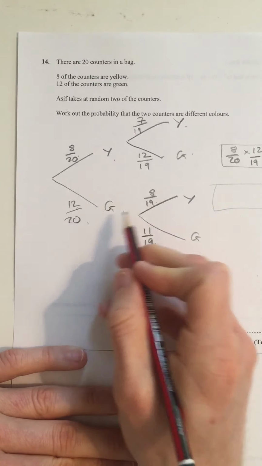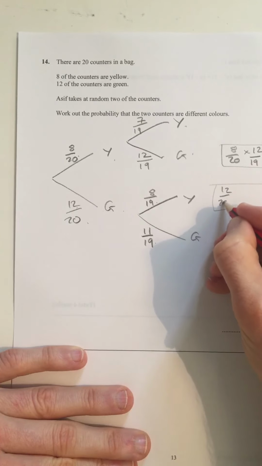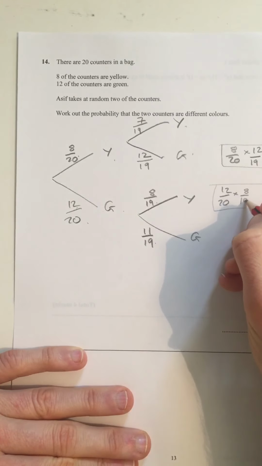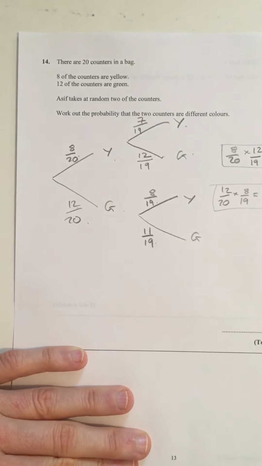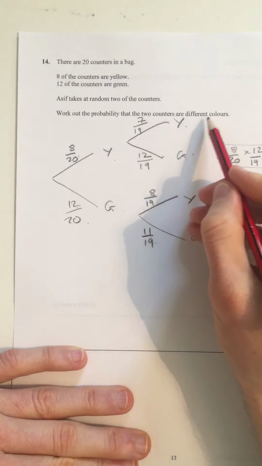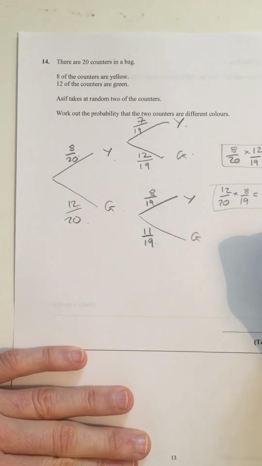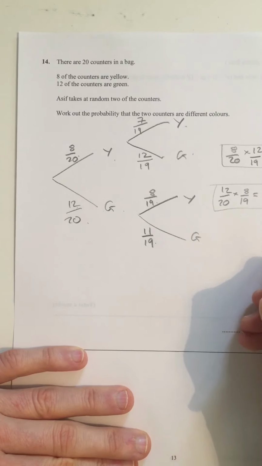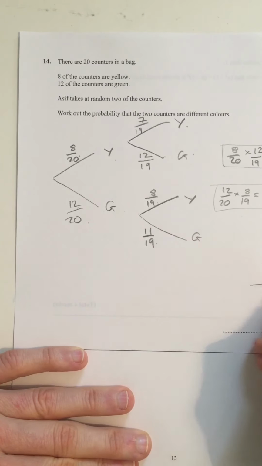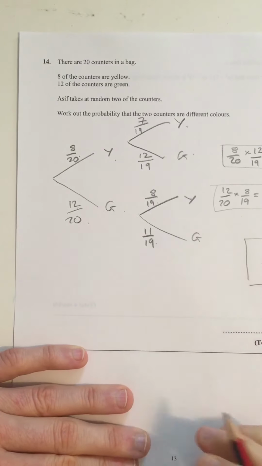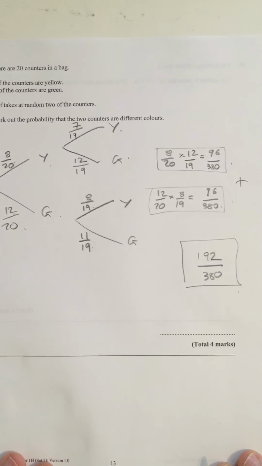If it's green and then yellow, that's 12 out of 20 times 8 out of 19. So again, that's going to be 96 out of 380. So to get 2 different colours, it could be this one or it could be this one. So we need to add those 2 probabilities together. 96 plus 96 is 192 out of 380. You could simplify that. It doesn't tell you to though, so I'm going to leave that as my answer.